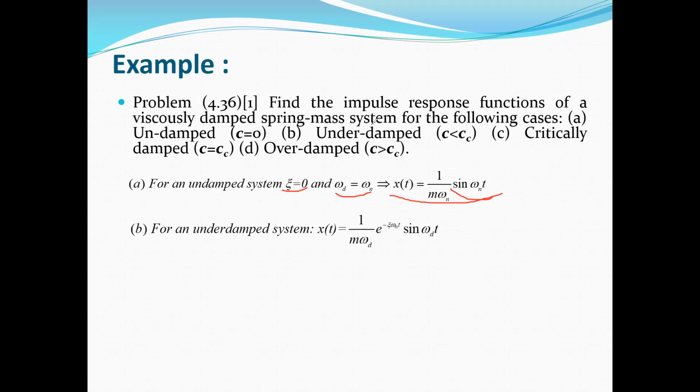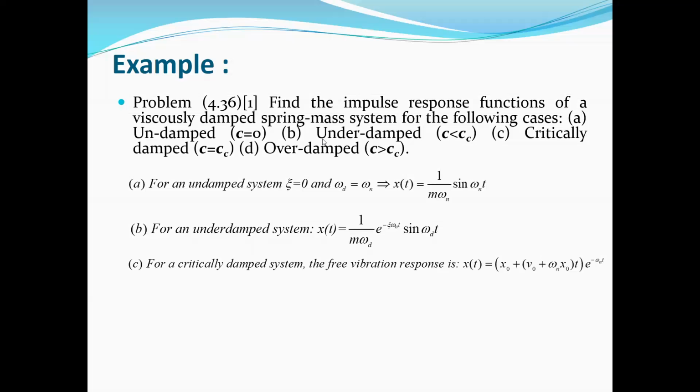Part B, for an underdamped system, we obtained yesterday, and in the previous example we used this equation. Part C, we want to obtain for a critically damped system. For a critically damped system, we know that x(t) is equal to (c1 plus c2 times t) times exponential minus omega n t, where c1 and c2 can be obtained from the initial conditions as a function of x naught and v naught, where x naught is the initial displacement and v naught is the initial velocity.